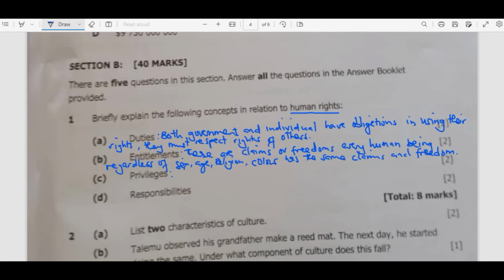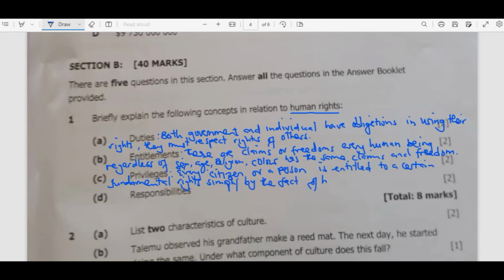So we can write to say every citizen or a person is entitled to certain fundamental rights simply by virtue or fact of being human. So that is what we mean when we say privilege.